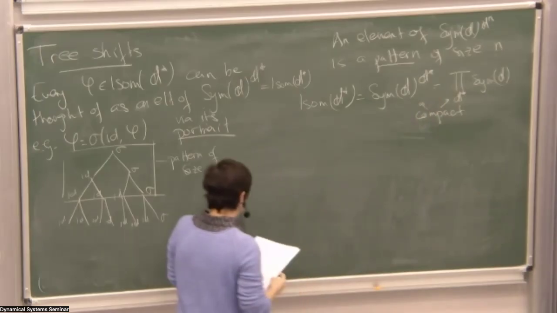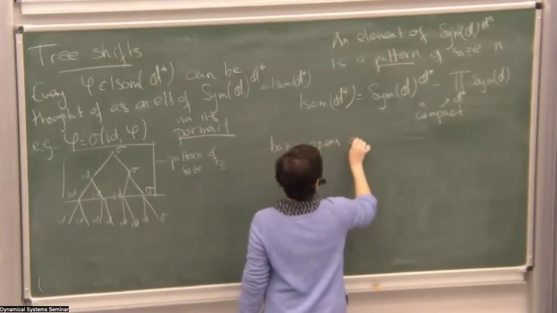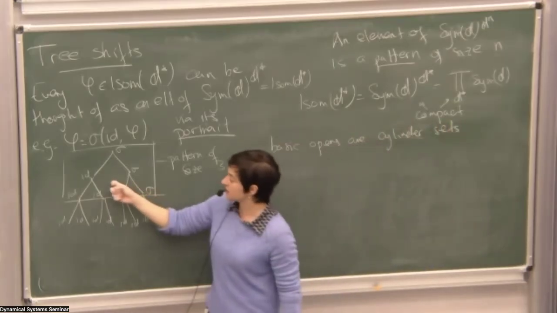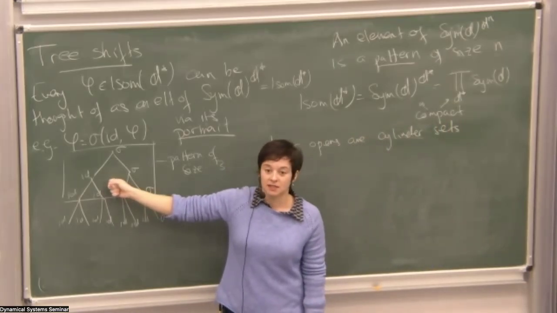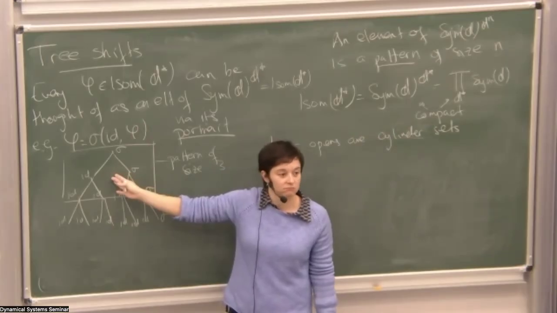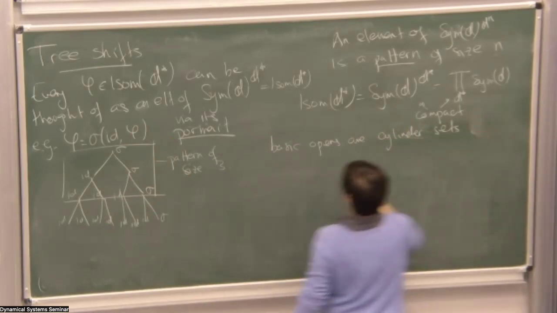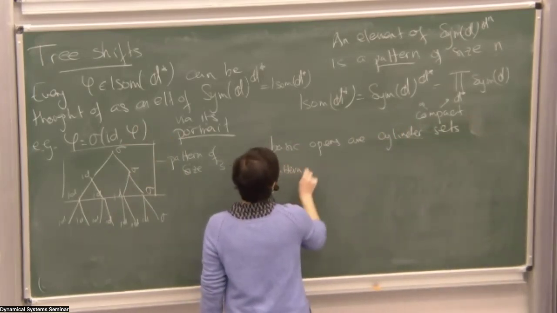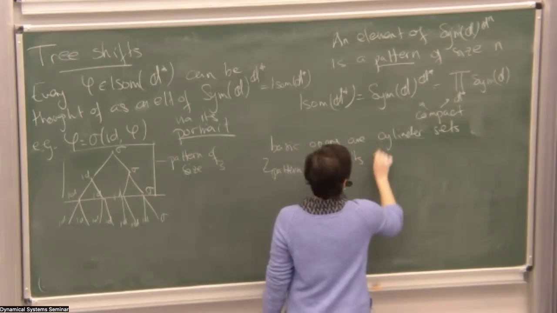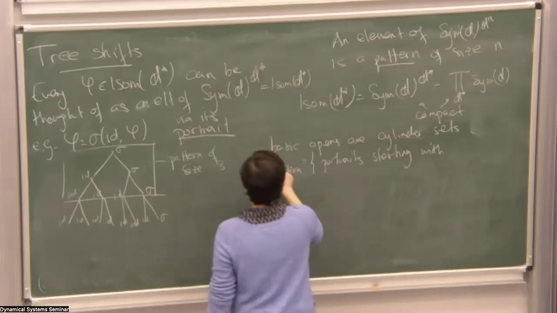What are the basic opens? Basic opens are cylinder sets, which are essentially defined by patterns, right? The cylinder sets are all the portraits which start with a certain pattern. Okay, good. Basic opens are cylinder sets, which are Z of a certain pattern, and these are all portraits starting with that pattern.